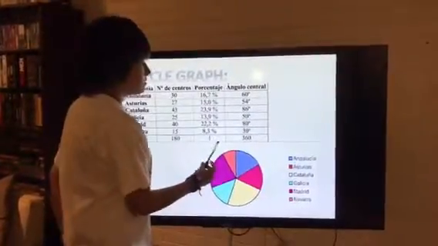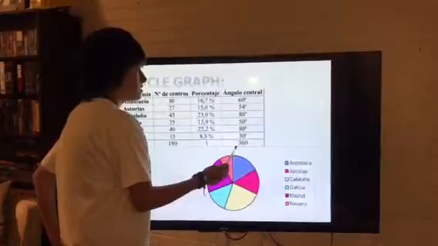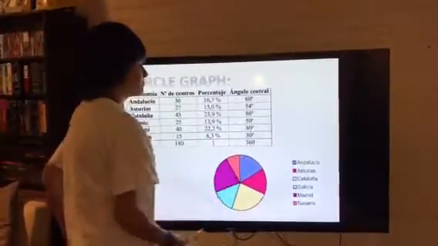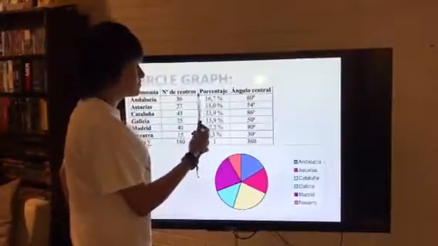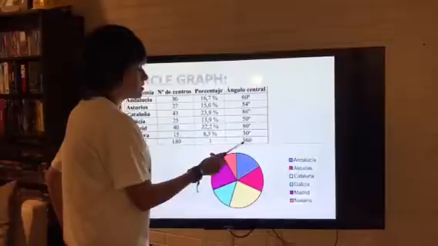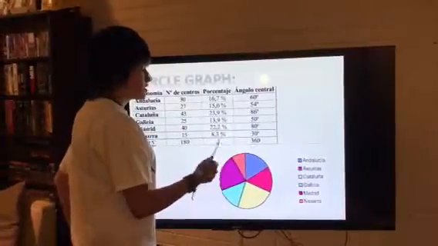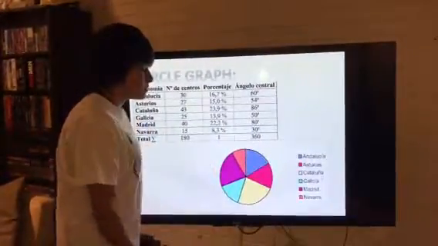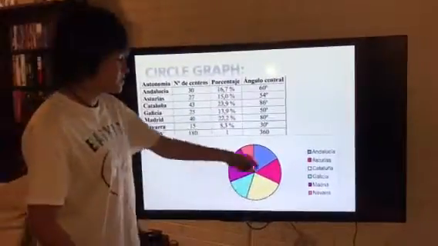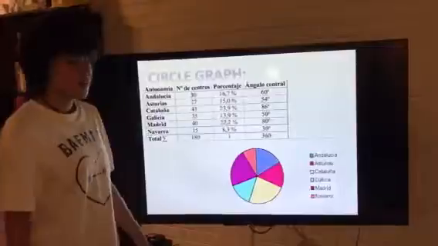And now we also use the rule of 3 in order to obtain the angle. So 1 is equal to 360. So we multiply 16.7 by 360 and divide it by 100. So we have all the angles, and we make the pie graph.